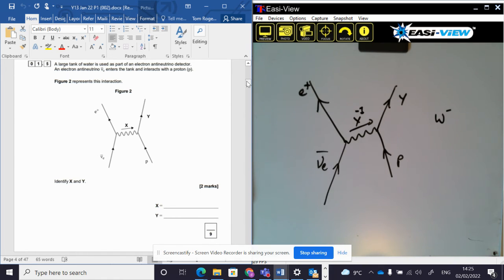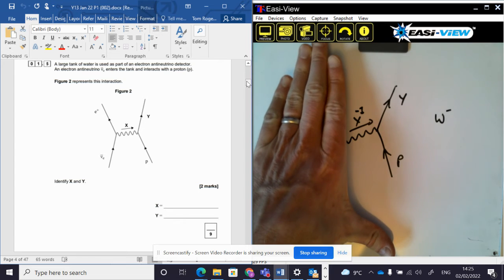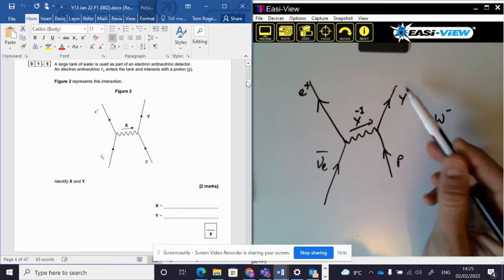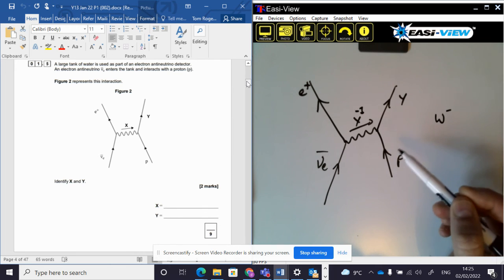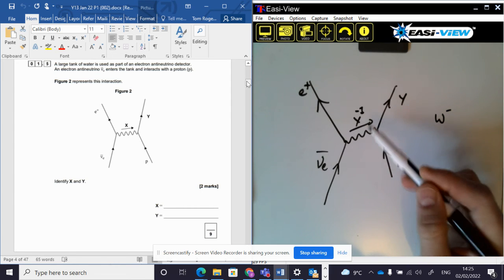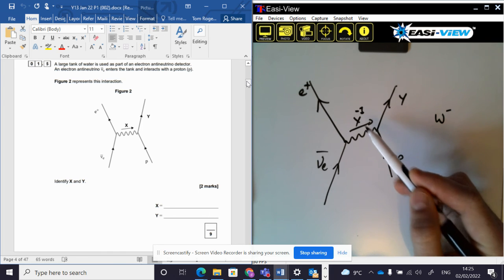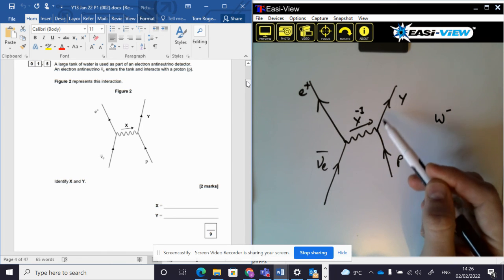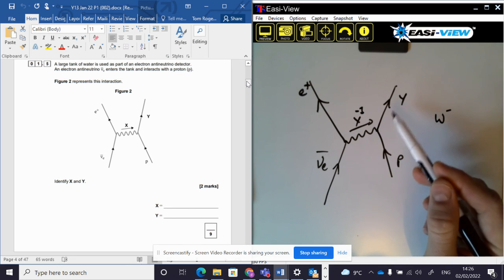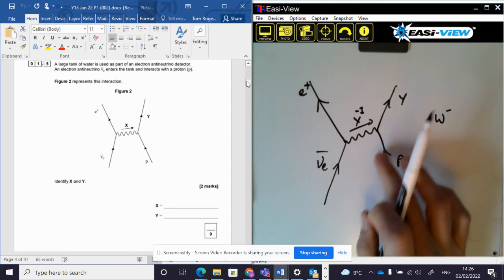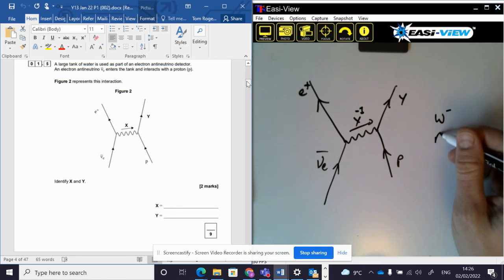And then we've got a proton, and again, we can now ignore the left-hand side. The proton is interacting with the W- boson to give me something, this Y. Now, the proton has a baryon number of 1. The W- boson doesn't have a baryon number, so this must be a baryon. The charge is +1, the charge is -1, so it must be neutral. So it's got to be a neutral baryon. Well, a neutral baryon coming from a proton is going to be a neutron. So it will be a neutron that's produced. So Y is a neutron.